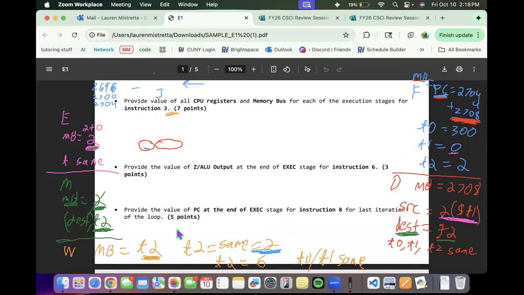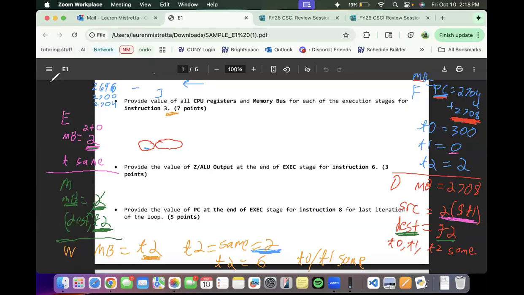All right. I'm going to skip these last 2 questions because I'd like to move on to another topic as well, since I want to make sure we have enough time, right? When they say the Z ALU registers at the end of the exec stage for instruction 6, just a quick little thing.